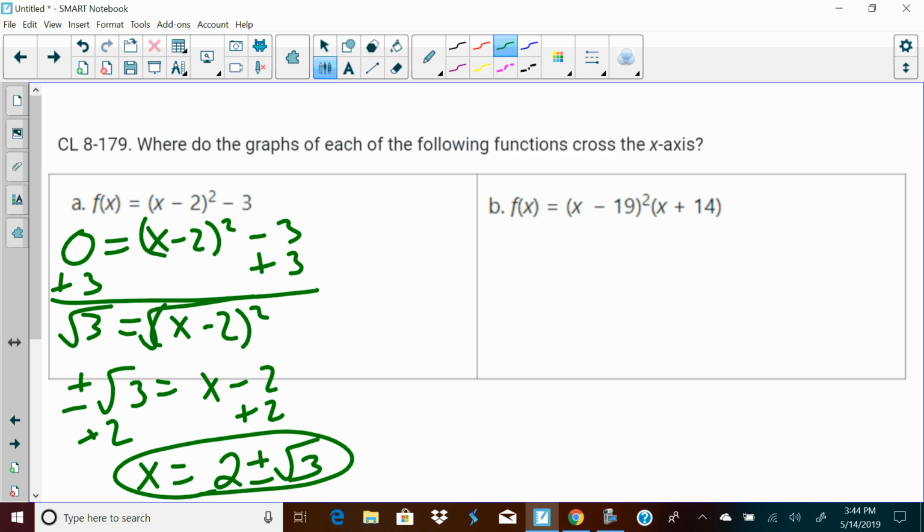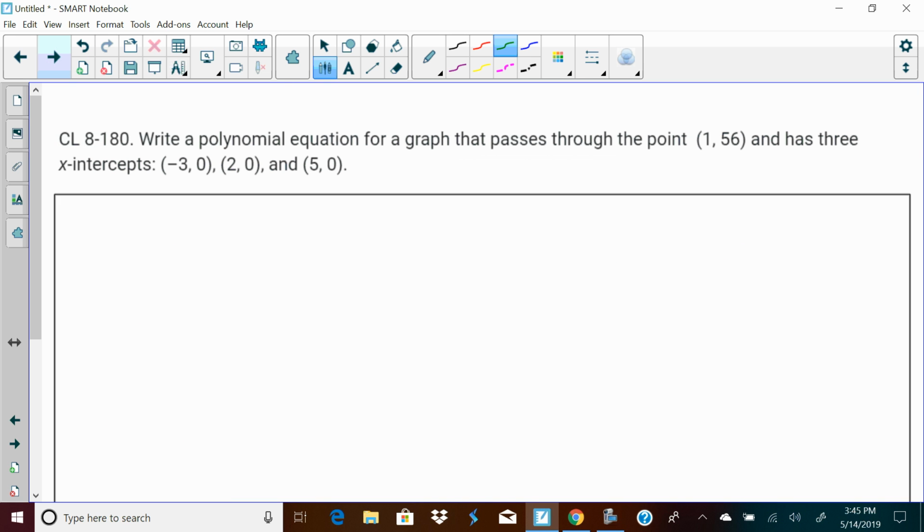So it crosses at 2 plus the square root of 3 and 2 minus the square root of 3. For B, I can just set it equal to 0, and I know that x equals 19 or negative 14 is where it's going to cross.